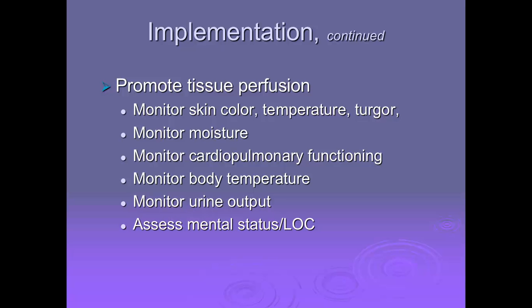Monitoring body temperature. An increased body temperature increases metabolic demands and depletes energy reserves. It increases myocardial oxygen demand as well. You want to monitor urine output per Foley catheter with hourly measurements using a urometer. Urine output is a reliable indicator of renal perfusion.